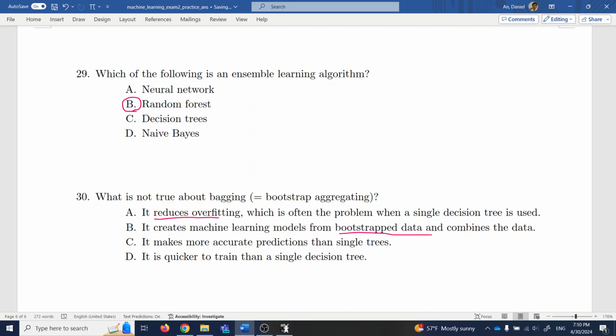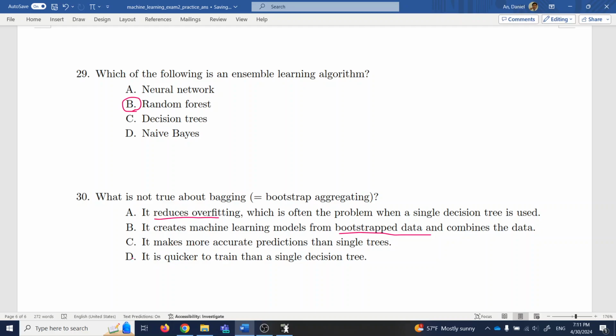Yes, so that's good. It makes more accurate predictions than single trees, especially when individual trees are highly susceptible to outliers. So C is also true.